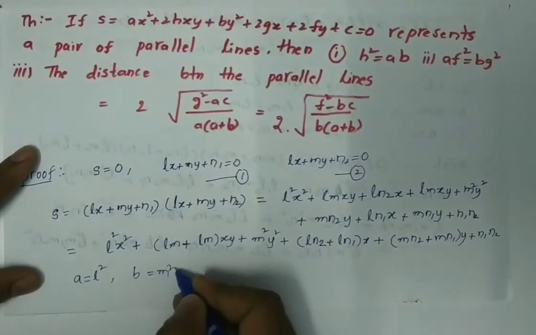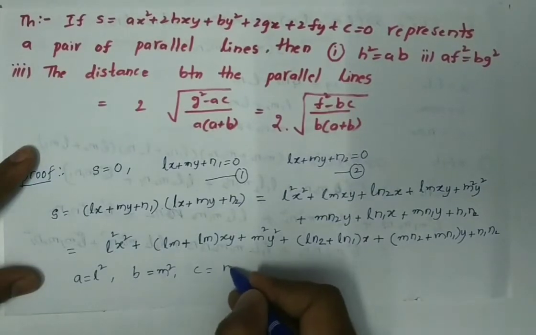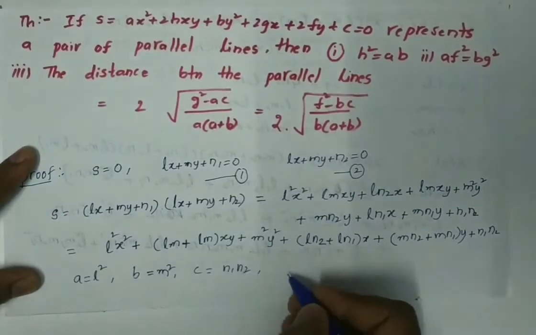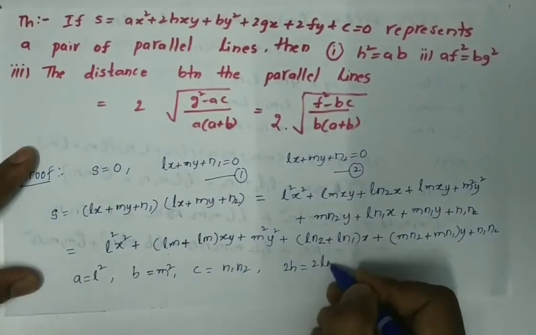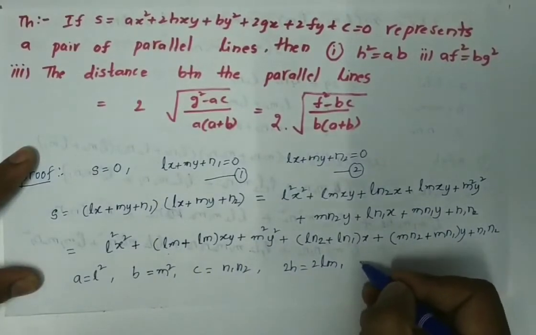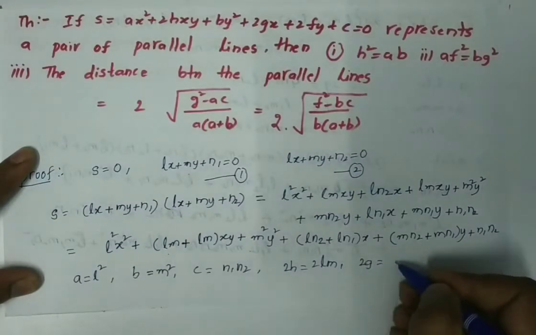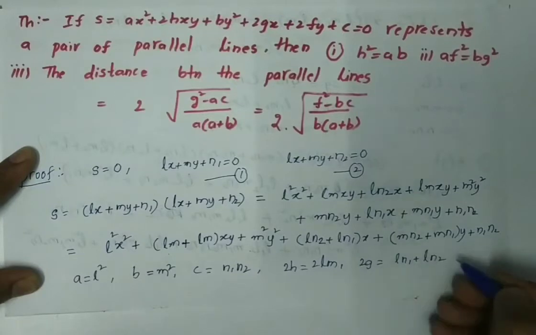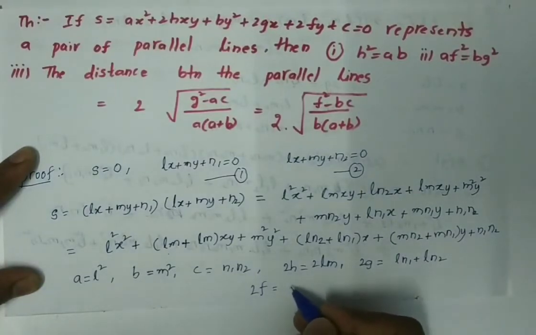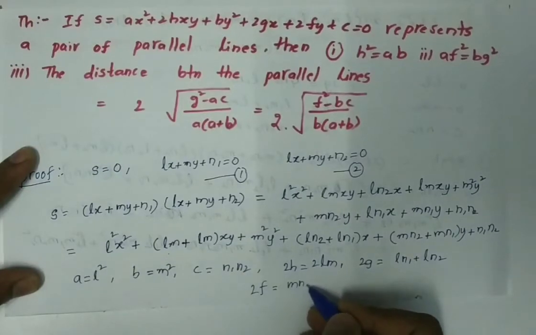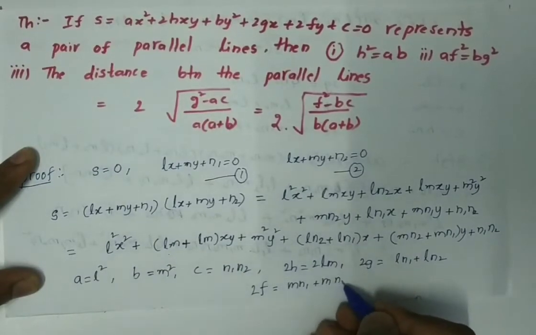M square. Okay, C has N1 N2 and 2H has Lm plus Lm, that is 2Lm. Okay, next 2G has L N1 plus L N2. Okay, 2F has M N1 plus M N2.